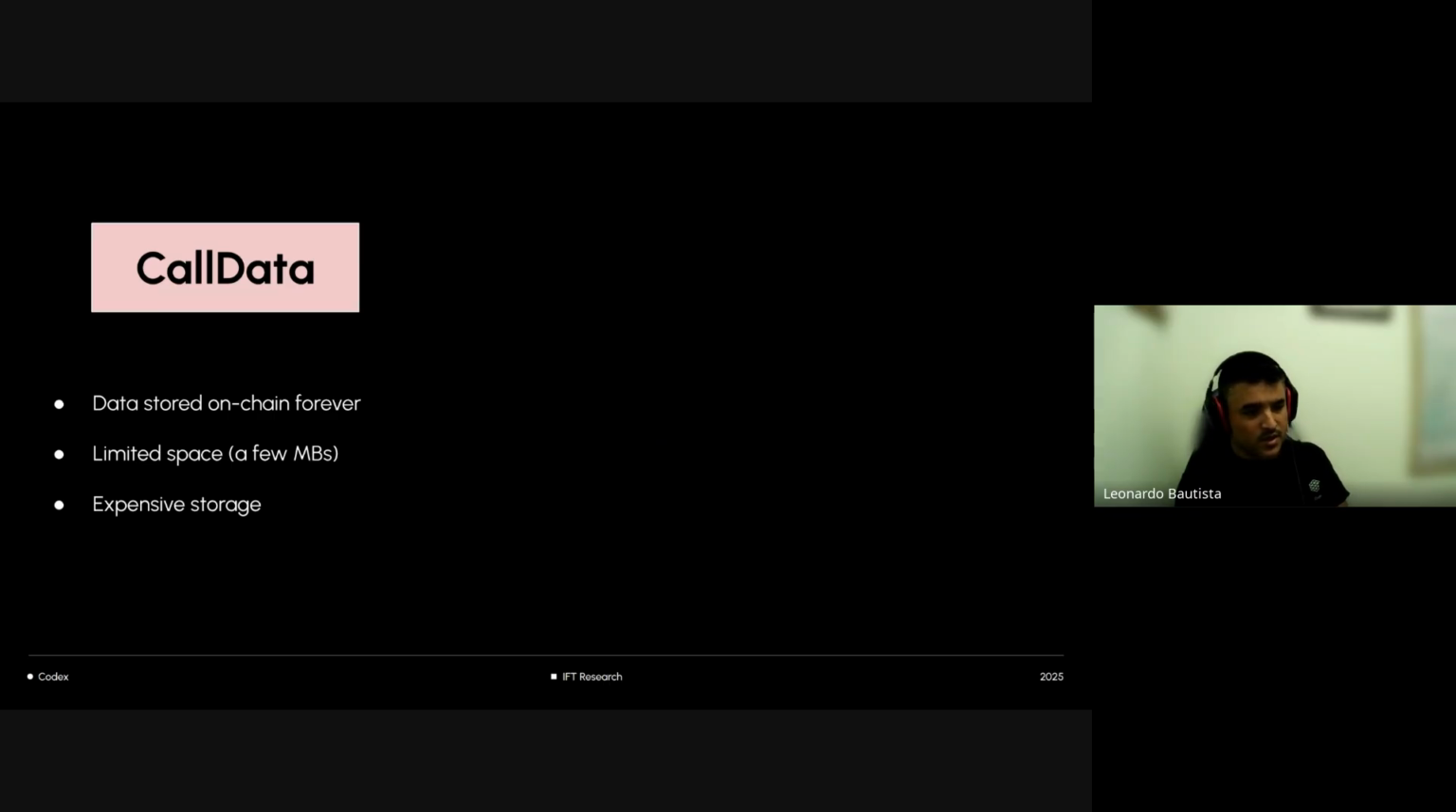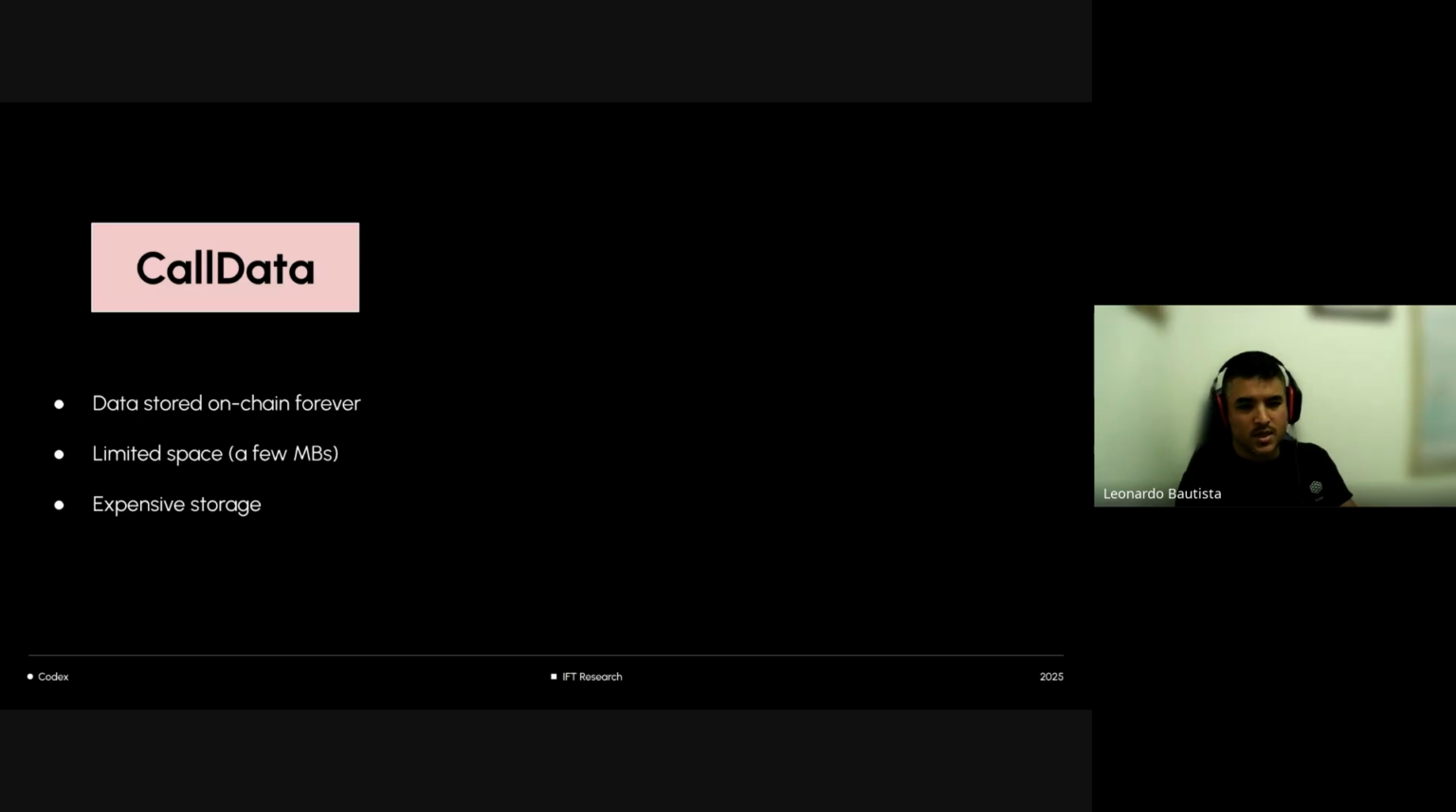Okay, so I think you have to pay about 16 gas per byte in calldata, depending on whether it's a 1 or a 0. A 0 is a little bit cheaper. But anyway, it's kind of an expensive storage. So basically, you have three problems if you want to store your rollup data in calldata.